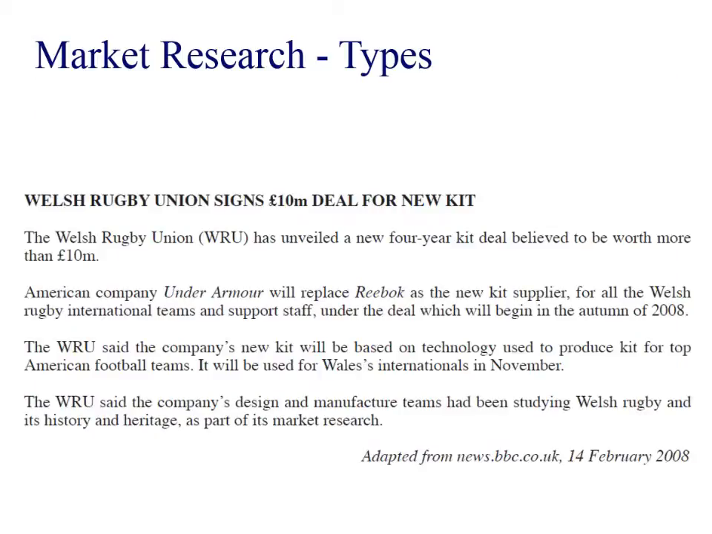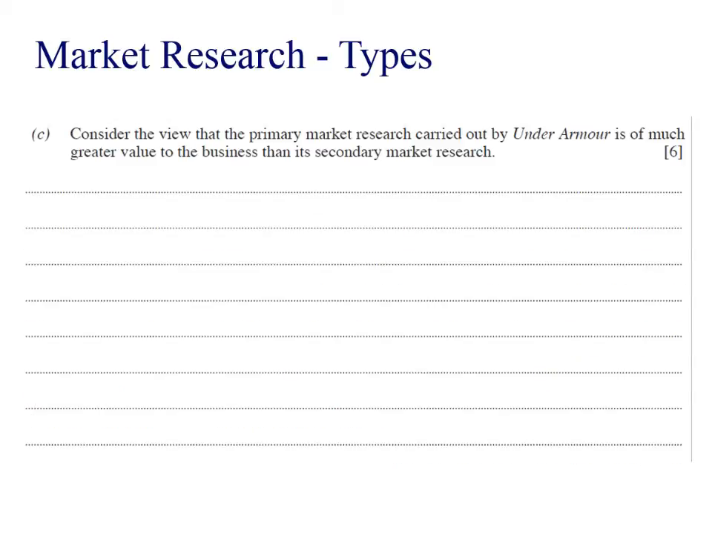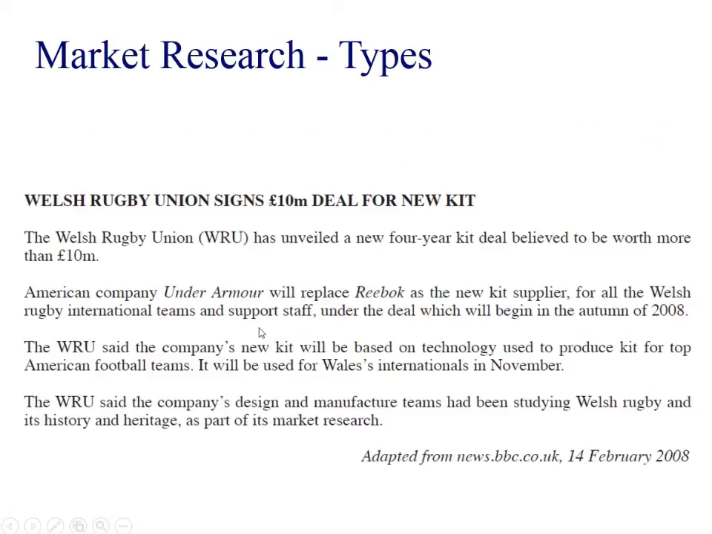Okay, so here is a past paper question, and from this I've got the nice evaluative question here. Consider the view that primary market research carried out by Under Armour is of much greater value to the business than its secondary market research. So they've given you this really nice case study here. So first thing you really need to do is read through it and identify where the primary market research is and where the secondary market research is.